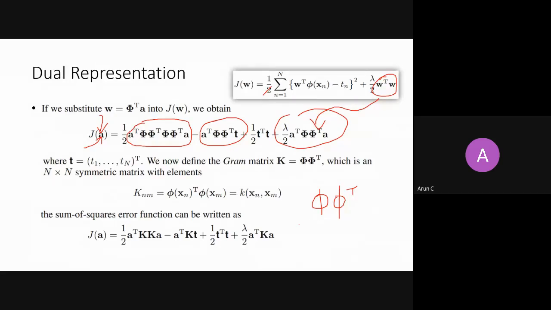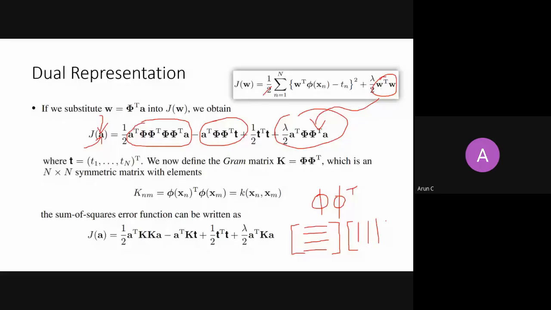So let's see what is phi. Phi is nothing but all my data in a row, right? So phi transpose means all my data in column, right? Samples are put column-wise. Now you multiply this. So what you're doing, you're multiplying the first row by the first column.